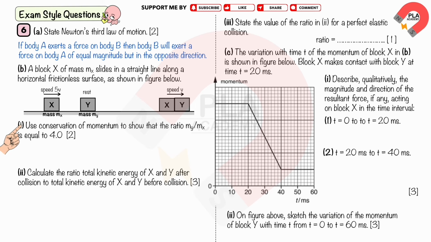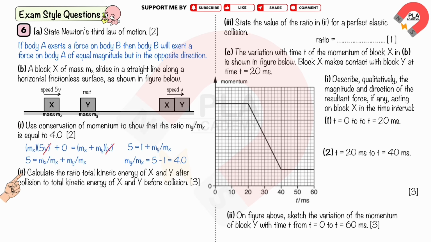1. Use conservation of momentum to show that the ratio my to mx is equal to 4.0. The momentum of block X before the collision equals mx times 5v. The momentum of block Y before the collision equals 0, because it is stationary. The momentum of the two blocks after the collision equals mx plus my times v. We simplify and rearrange the equation like this. We get the ratio equals 4.0.